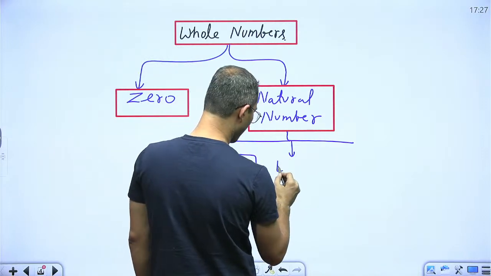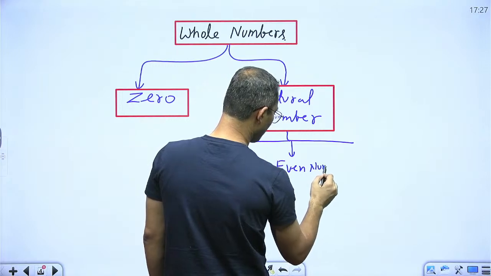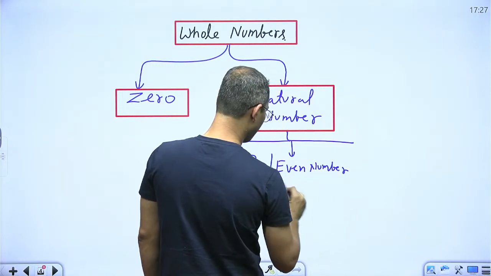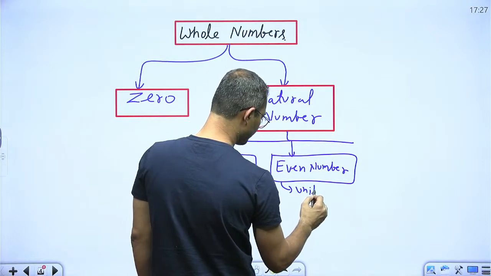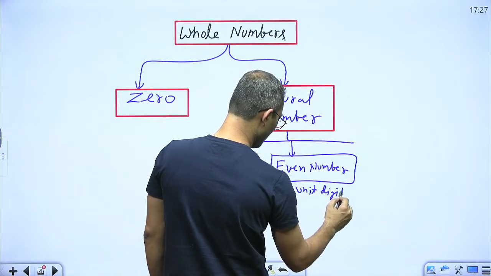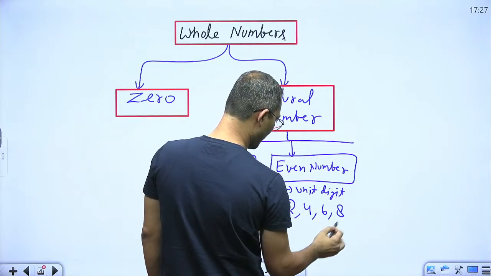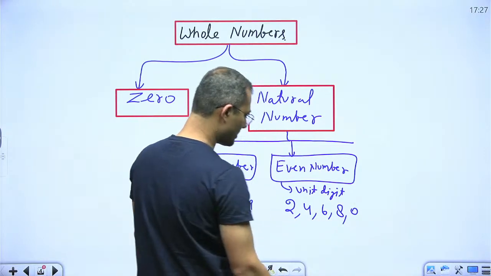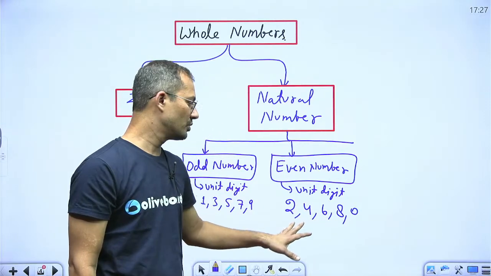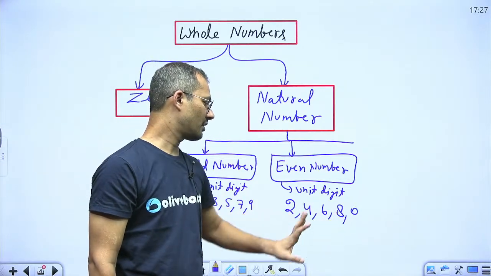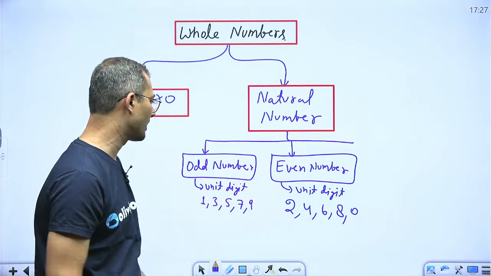Another classification is even numbers. Even numbers are those numbers whose unit digit is 2, 4, 6, 8 or 0. If we have any of these as the unit digit, this is called an even number, right?